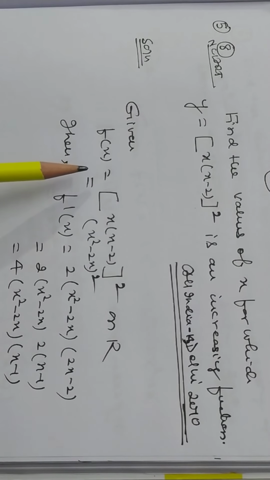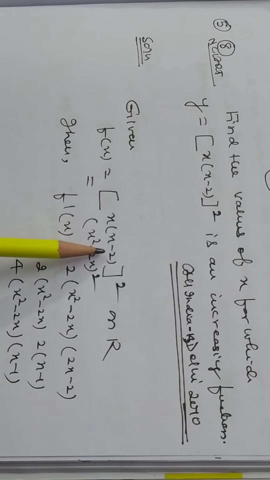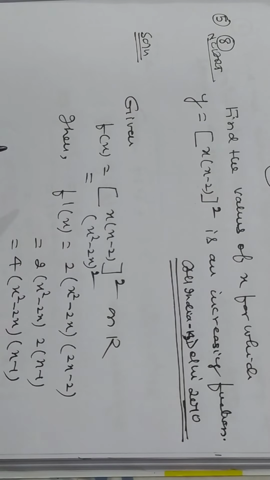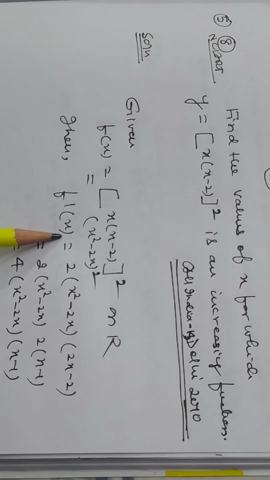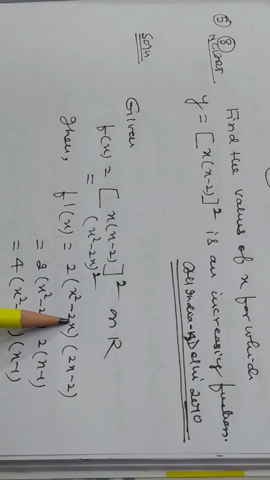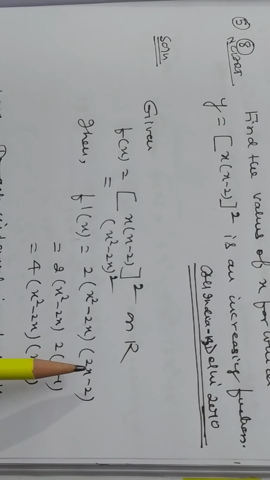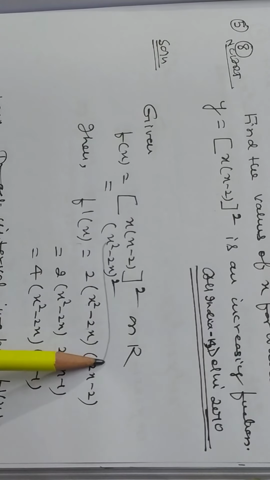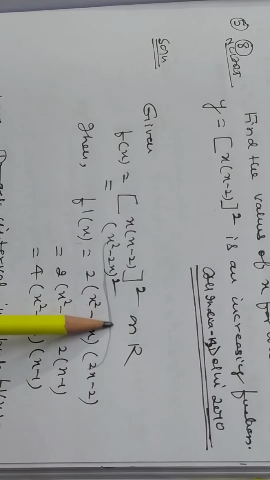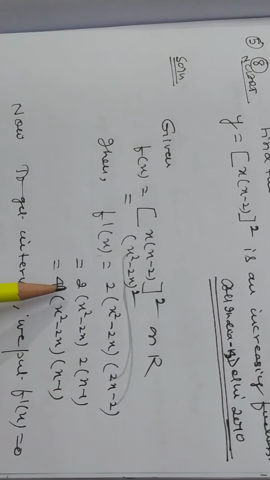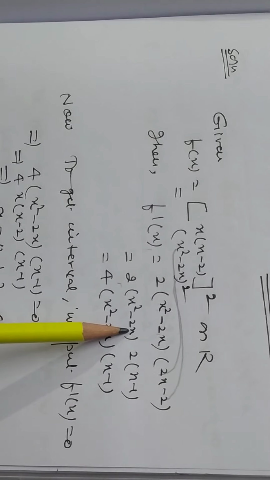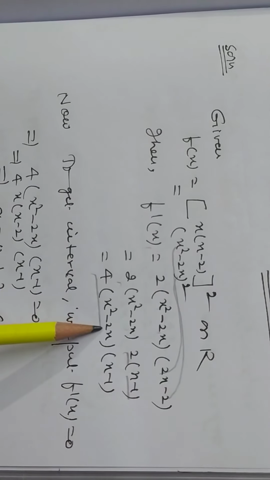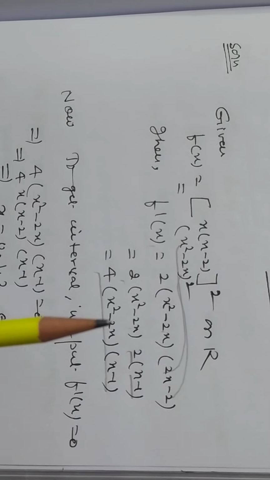Given f(x) is equal to x into (x minus 2) whole square, and it will be (x square minus 2x) whole square. Then f dash x is equal to 2 times (x square minus 2x) into (2x minus 2). The differentiation of x square is 2x and of minus 2x is minus 2. Now it will be 2 into (x square minus 2x), taking 2 common (x minus 1), and it will be 4 times (x square minus 2x) times (x minus 1).